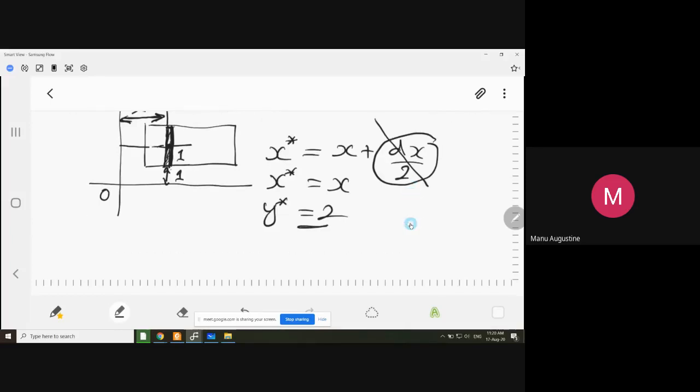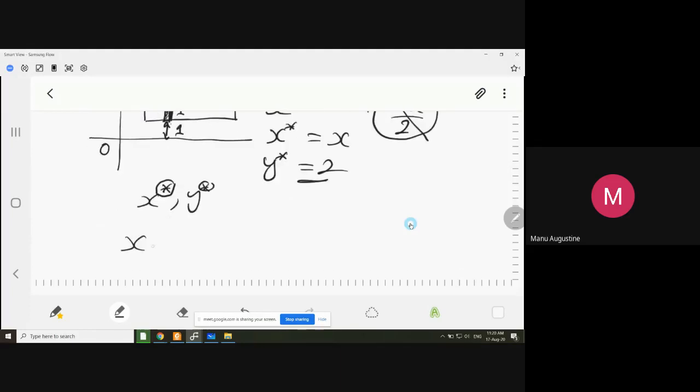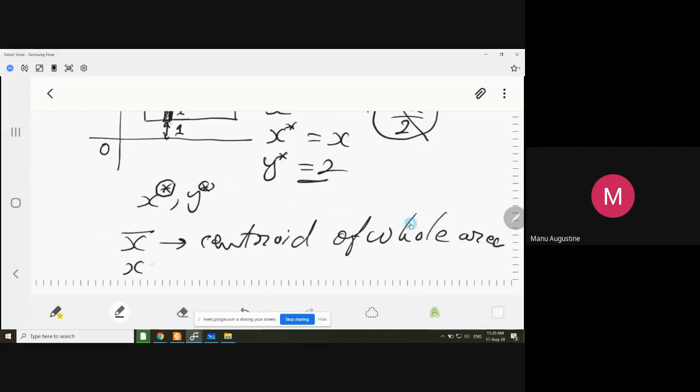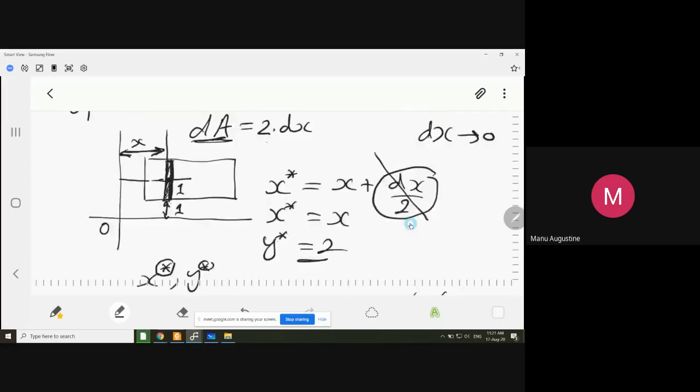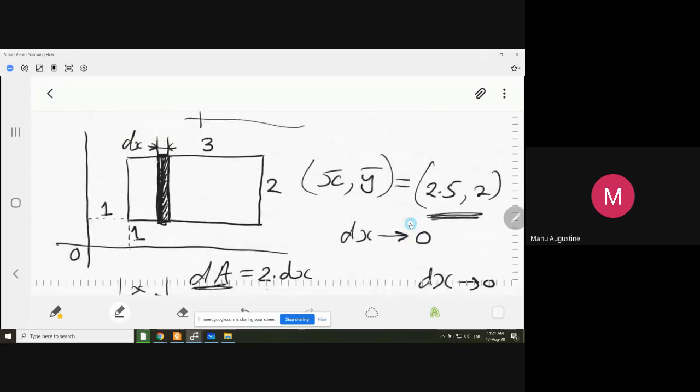So when do we use a star instead of bar? X bar is the centroid of the whole area, and x star is the centroid of the individual area. So if I have taken the individual area as a thin strip, how many individual areas do I have in order to cover the complete rectangle?